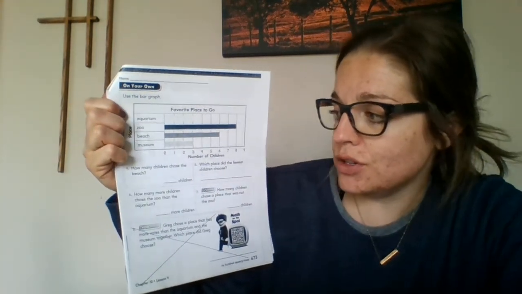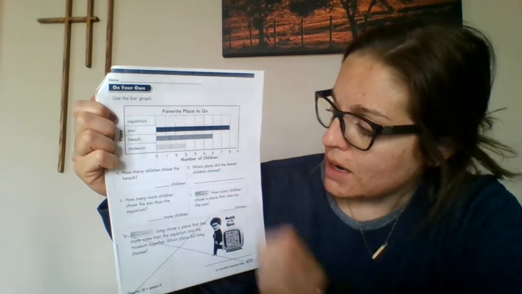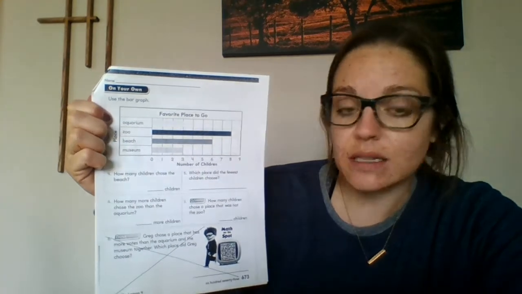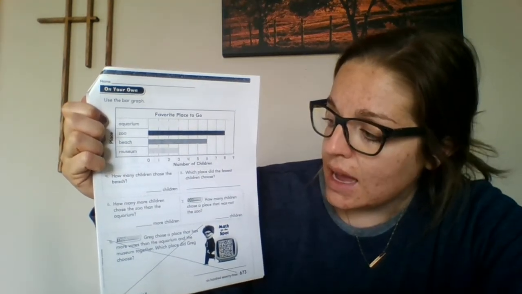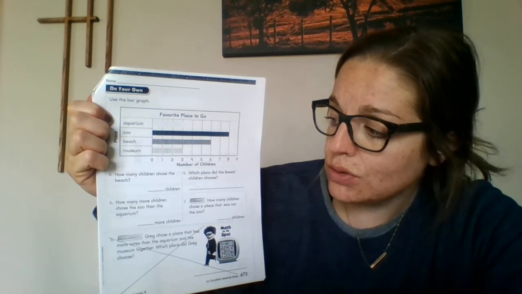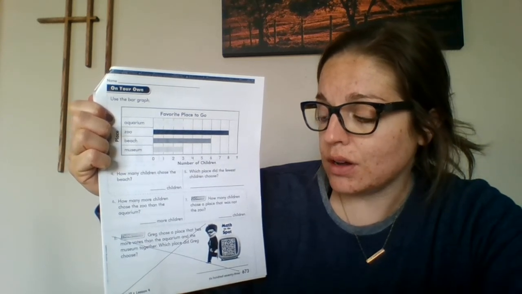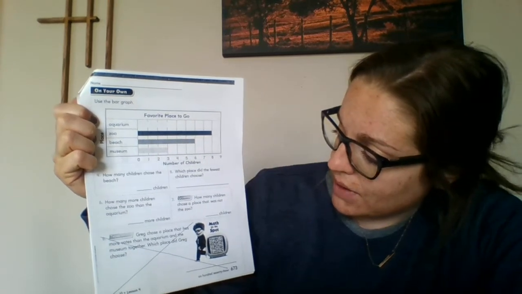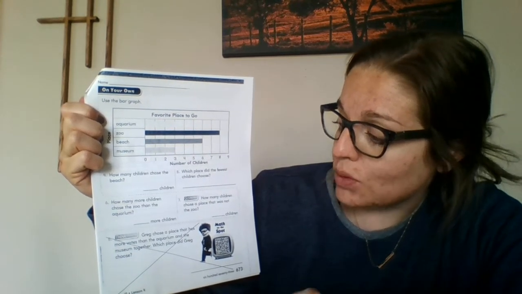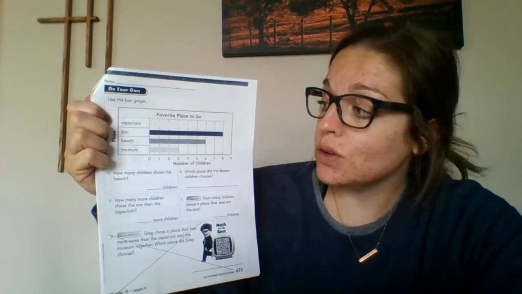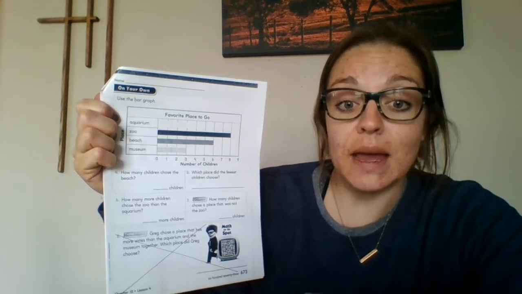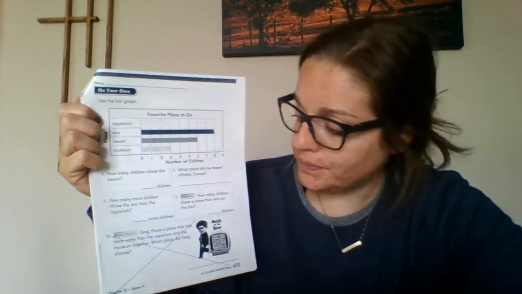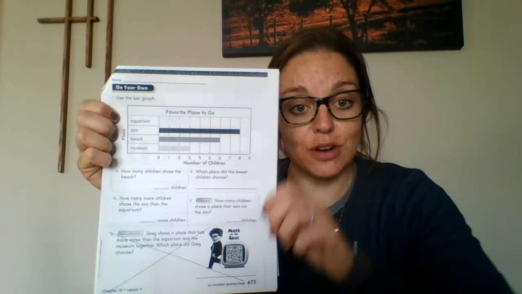How many children choose the beach for number 4? Number 5, which place did the fewest children choose? And remember, fewest means least amount. Number 6, how many more children chose the zoo than the aquarium? So you're going to compare the zoo amount to the aquarium amount, so you'll have to subtract. Number 7, how many children chose a place that was not the zoo? So you are going to add up all the places except for the zoo. So you'll add aquarium, beach, and museum to get your total. And then number 8, you don't have to do, it's crossed out.